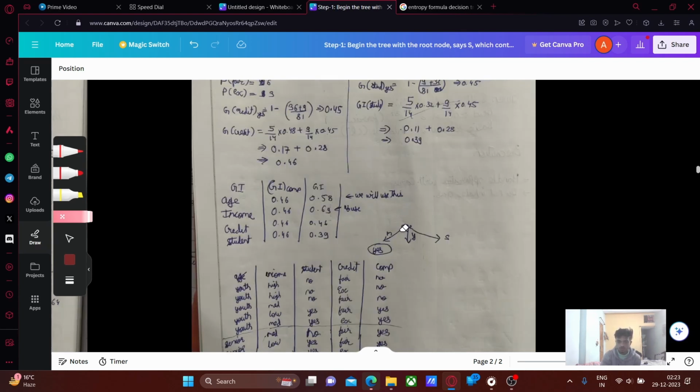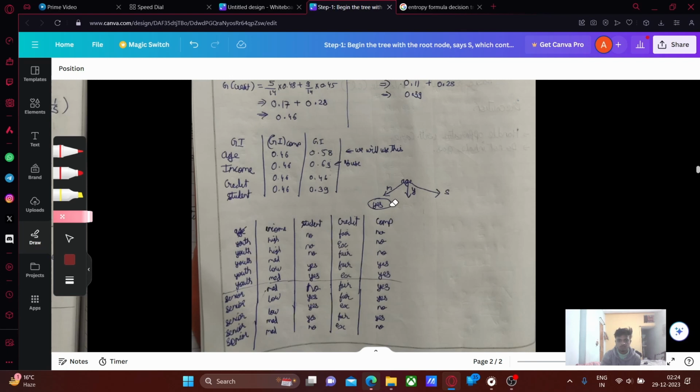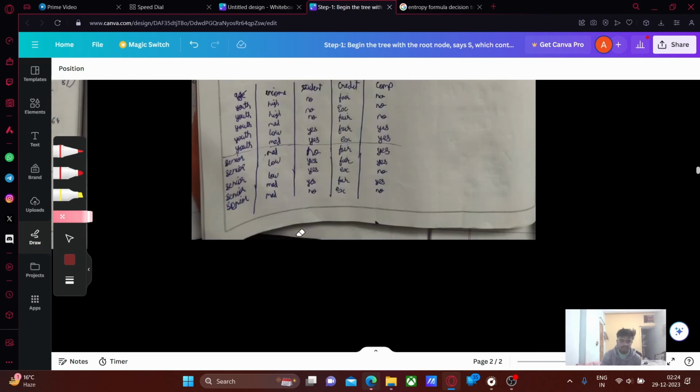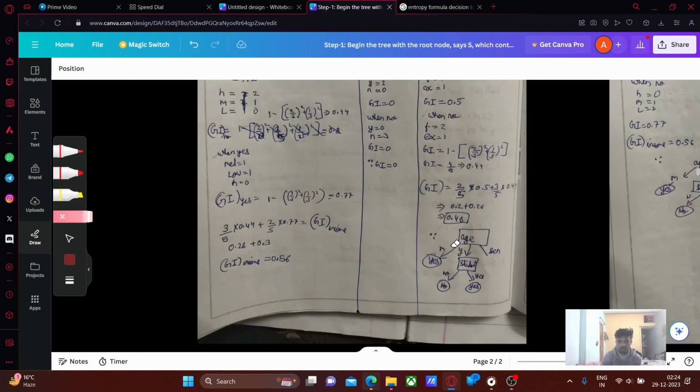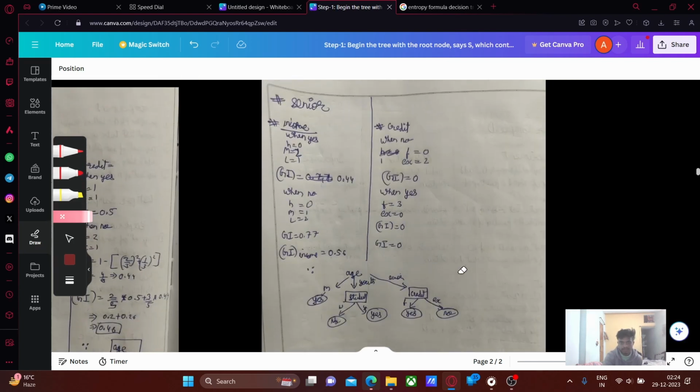By this we'll get the root node of age, which again has three classes: middle age, youth, and senior, and the middle age is terminating. Then we'll again make the table, but this time we'll remove all the entries which have middle age, and then we'll again calculate the Gini index for each one. Similarly, we'll repeat the whole process again and again until we conclude our decision tree.